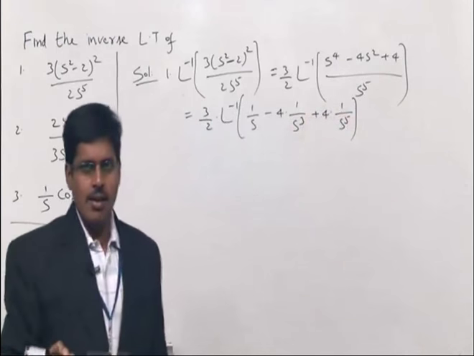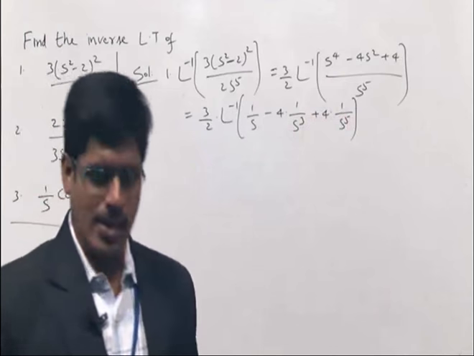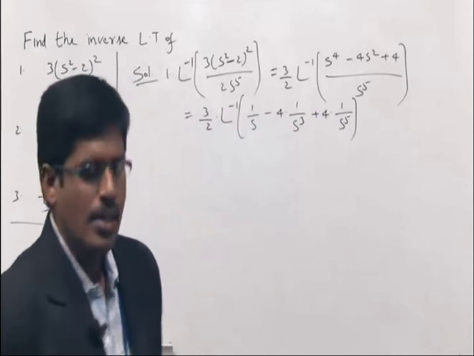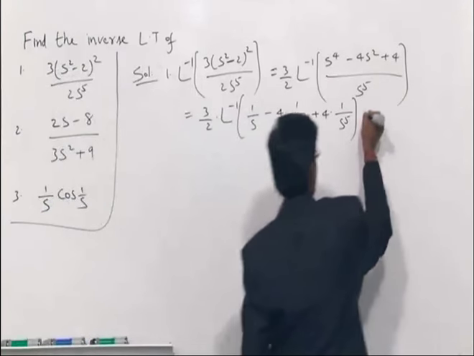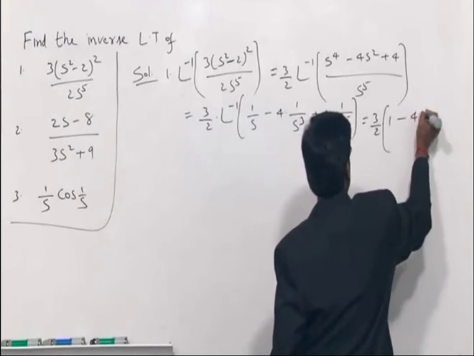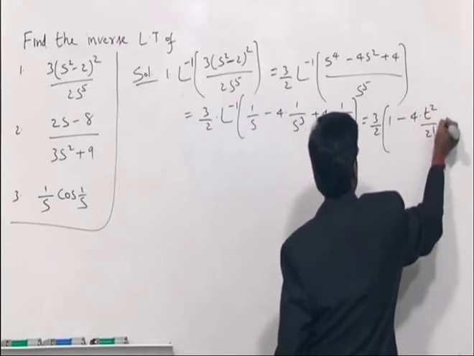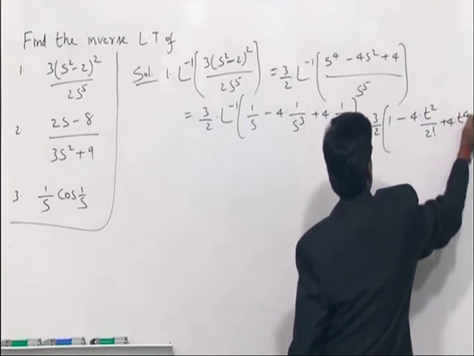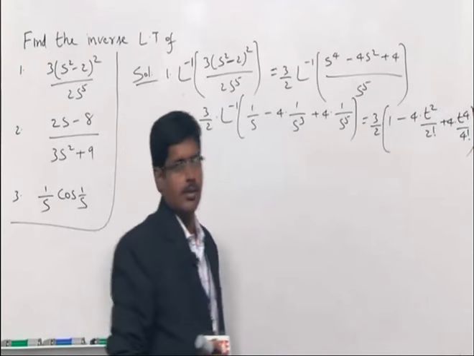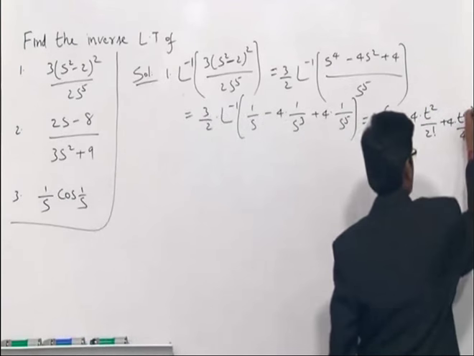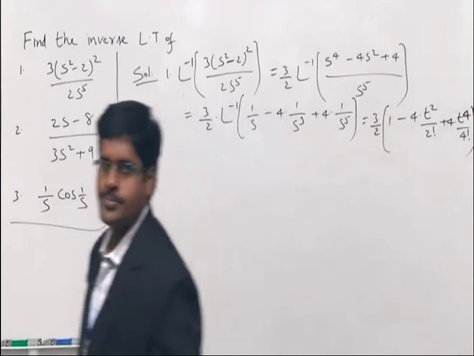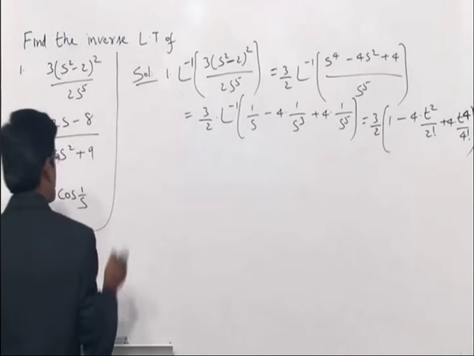Except that constant, remaining all are in the form of 1 over s power n plus 1, that is t power n by n factorial, because n is equal to 0, 1, 2, 3, and 1 over s I have given, that is the inverse 1. So using linearity property, this is 3 by 2 times 1 minus 4 times t square by 2 factorial plus 4 times t power 4 by 4 factorial. Later you simplify depending on the options.